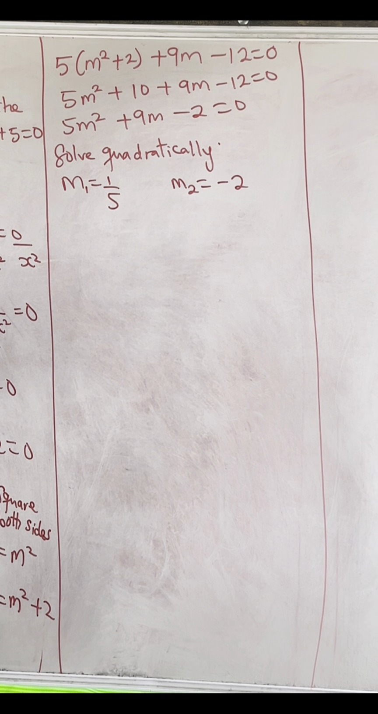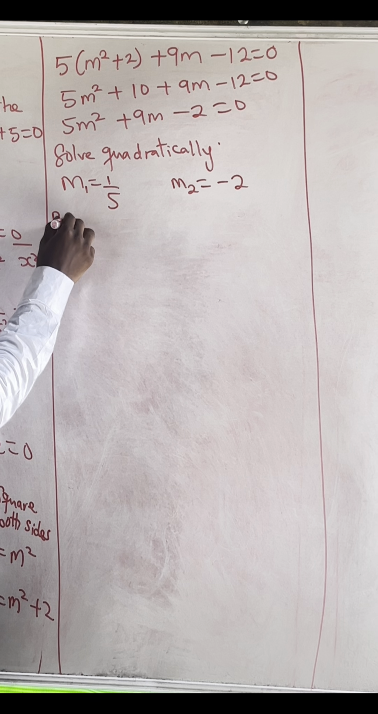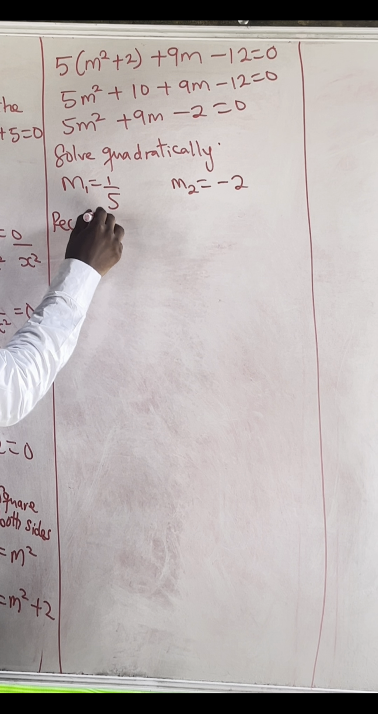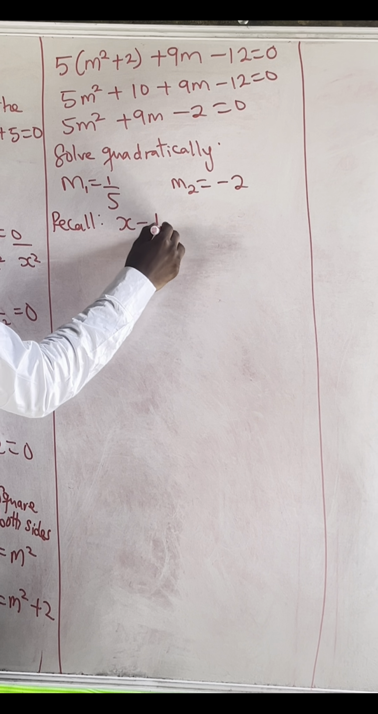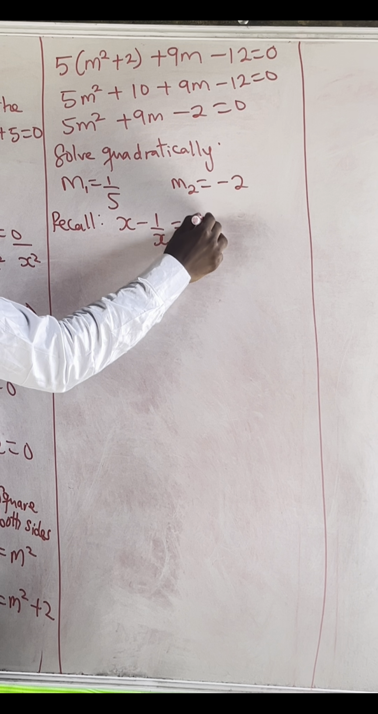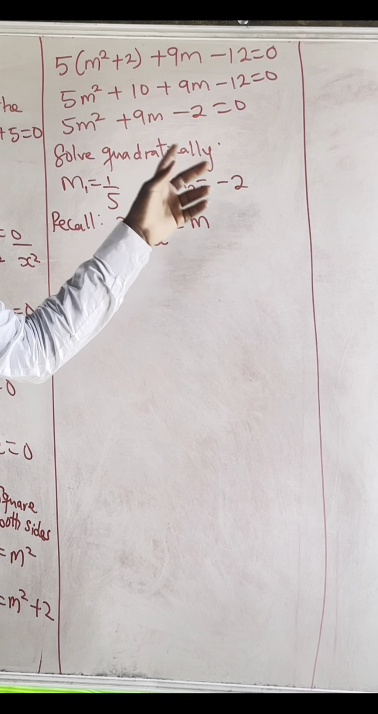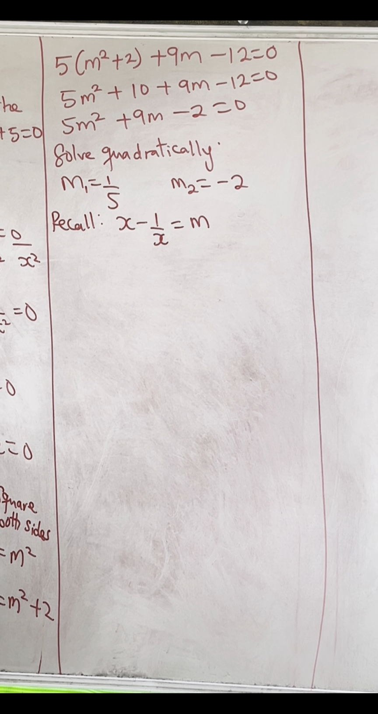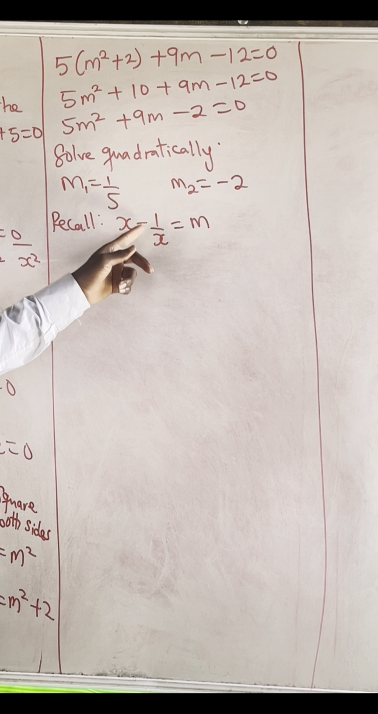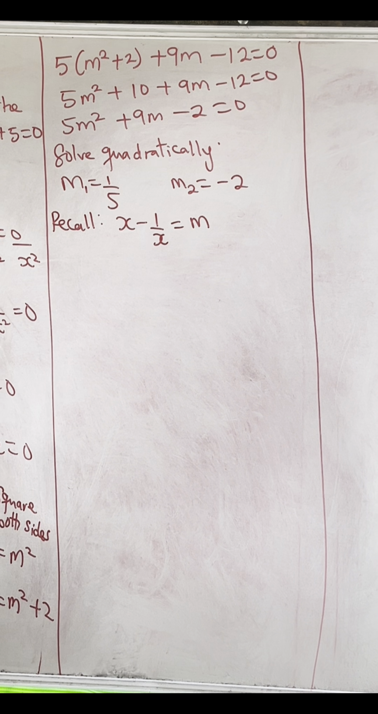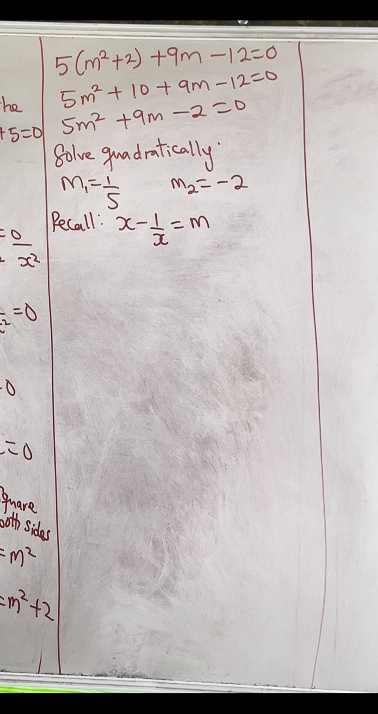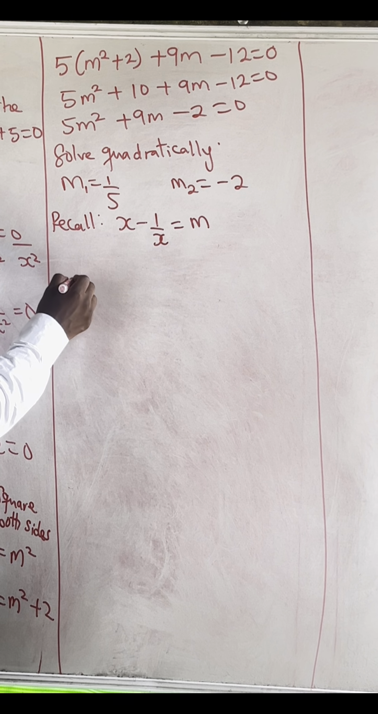But guys, you have to be very careful. Don't forget that from the beginning, remember or recall, x minus 1 over x is equal to m. So this simply means that the values 1 over 5 and minus 2 that I got are actually the value of what? x minus 1 over x. But the question asked me to look for the value of x. Do you get that? So therefore, I will now do something like this.